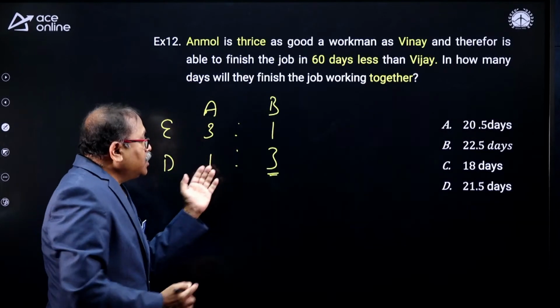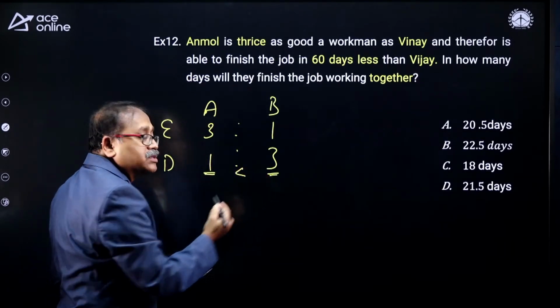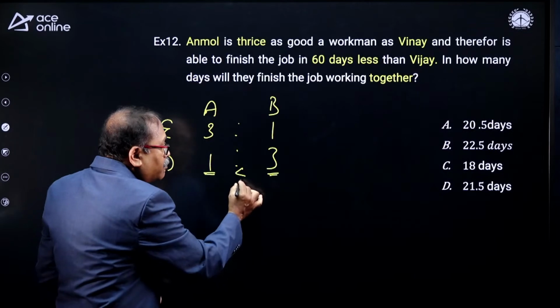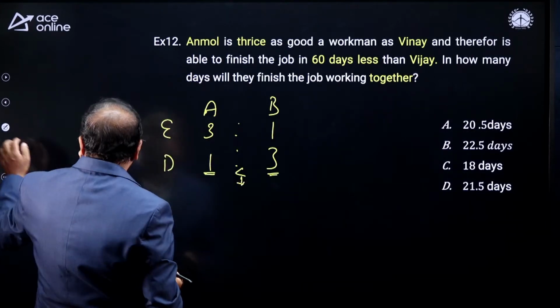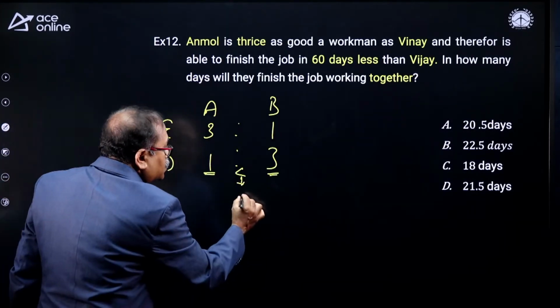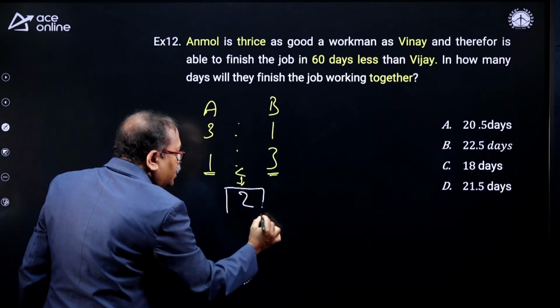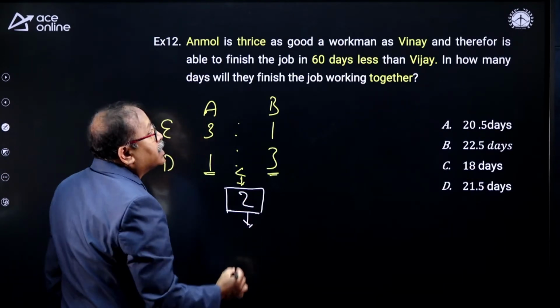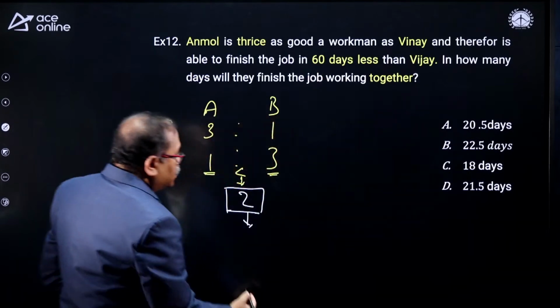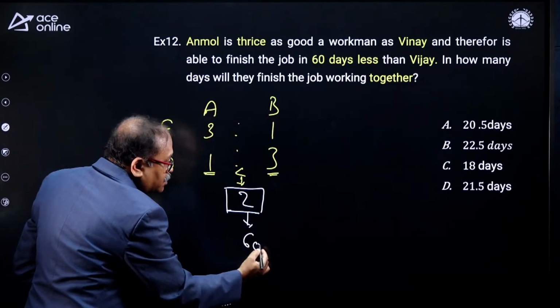Is it not that A is taking less number of parts than B? And how many less number of parts? Thus less number of parts is 2 parts. Yes. And how many days less according to the question? He takes 60 days less.